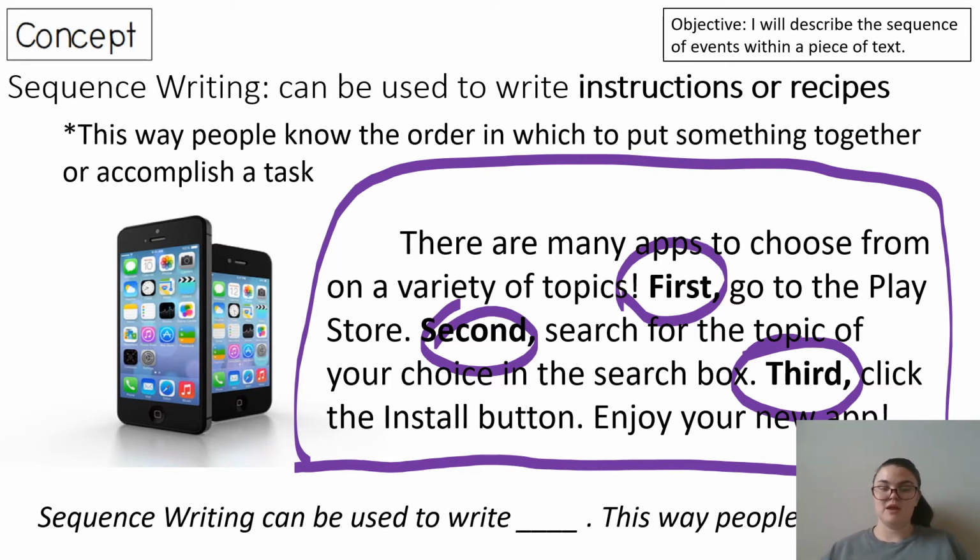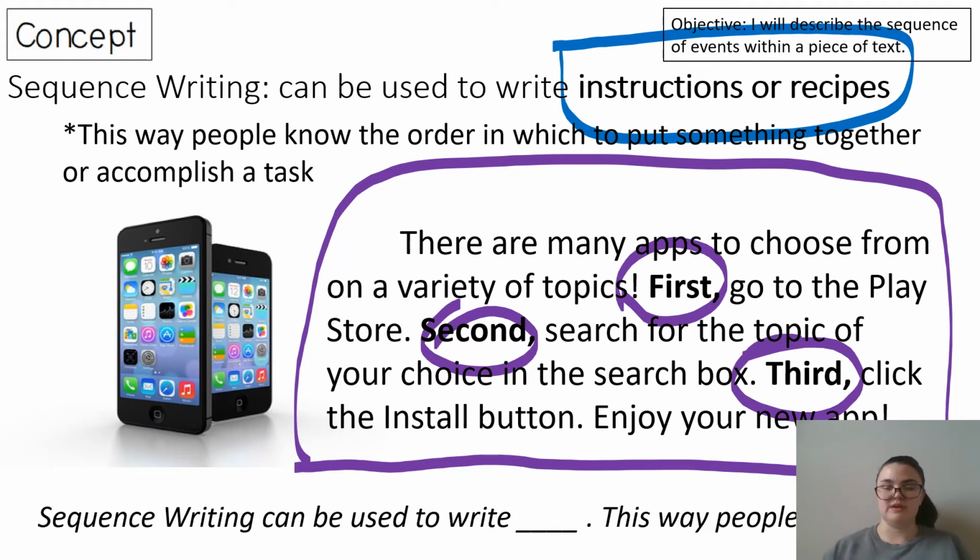Pretty simple. Sequence writing can be used to write blank. What's the answer there? We can see that at the top. It says sequence writing can be used to write instructions or recipes. This way people will know the order in which we're going to do something.